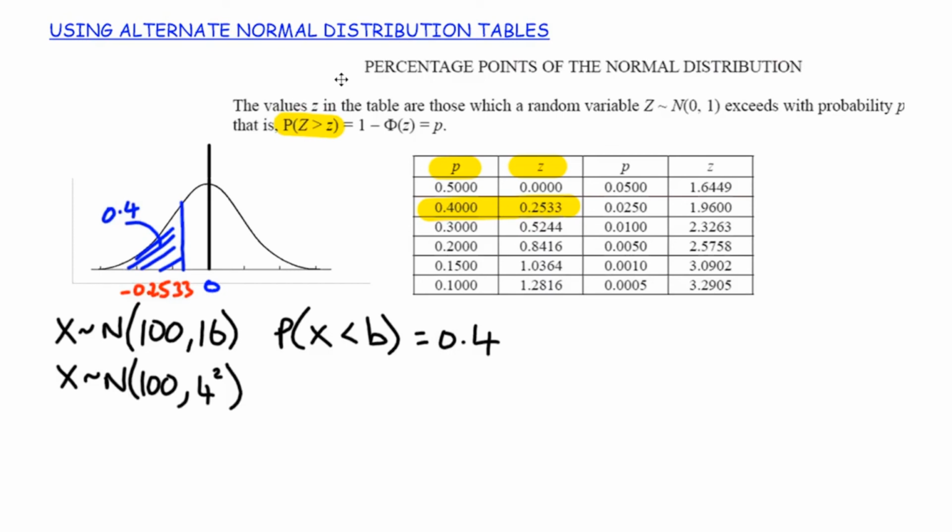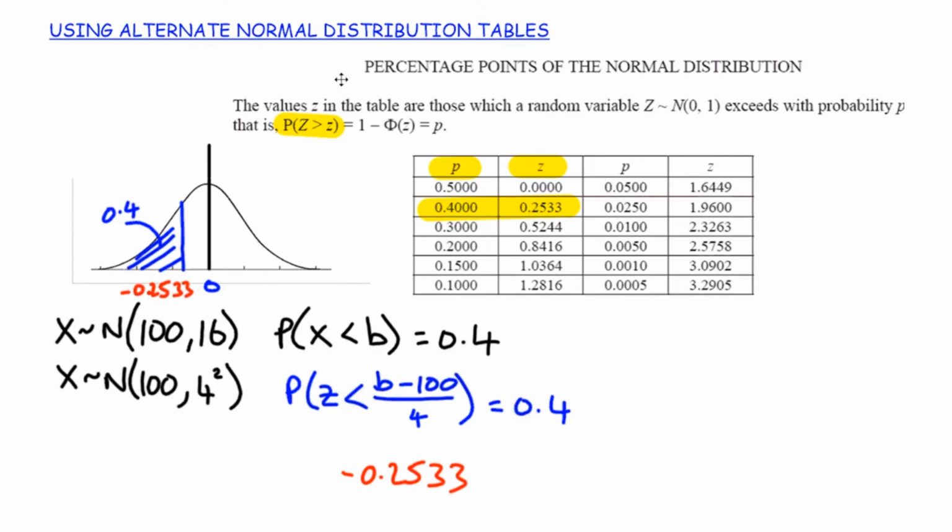Okay, so let's go ahead and standardize. So the probability that z is less than (b minus 100) over 4, well, that equals 0.4. I know that this expression for the z-score and the actual z-score that I've got on the diagram should match up with each other. So I'm going to set that up. Negative 0.2533 should equal (b minus 100) all over 4.